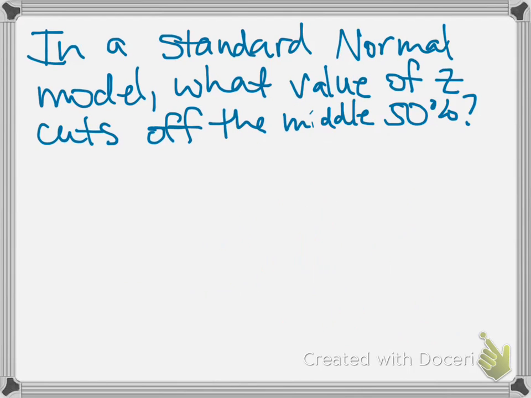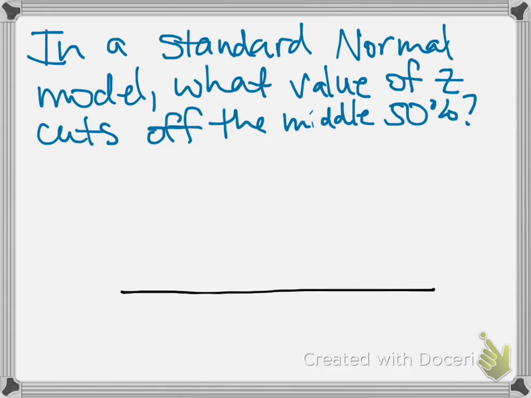Okay, last example. I'm sorry if I'm boring you, but we're almost finished. Similar type of question. In a standard normal model, what value of z cuts off the middle 50%? So we're not looking for the lowest 50 or the highest 50. We're looking for the middle 50%. So you need to be careful on questions like this.